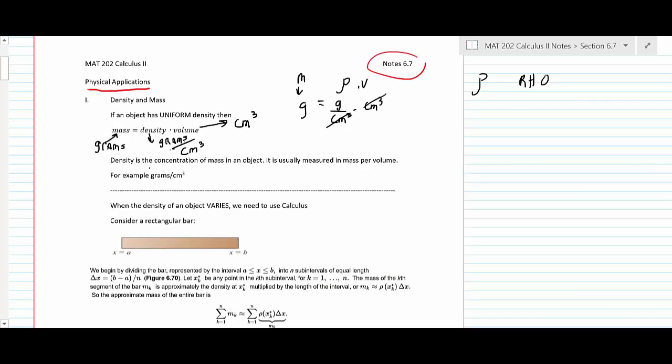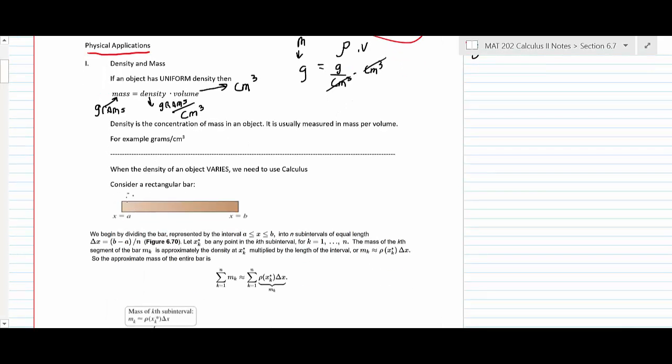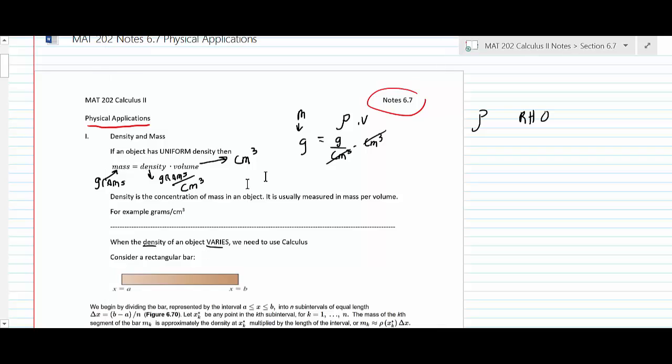So typically what we're going to look at is the density of an object when it varies. If you're studying physics, this general formula would be for an object where the density was constant throughout, okay? There are a lot of things made that way, with constant density, but most things have variable density, okay?